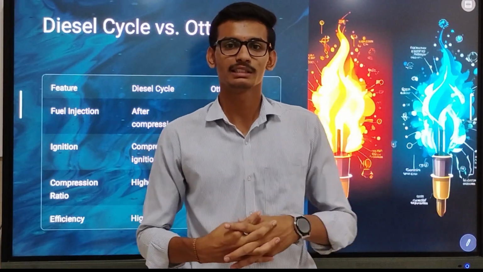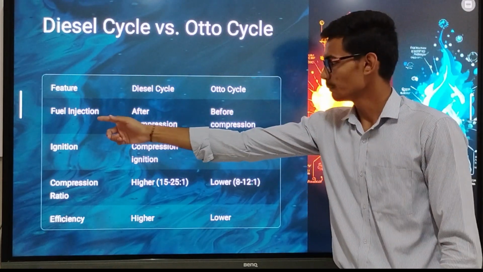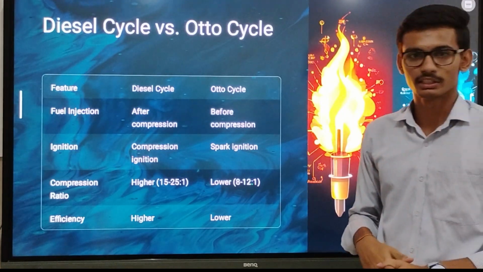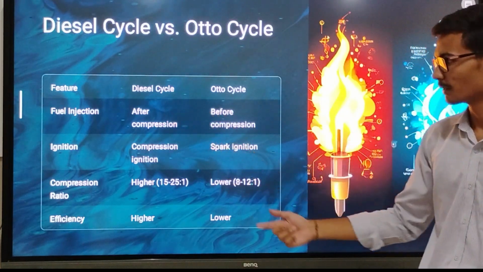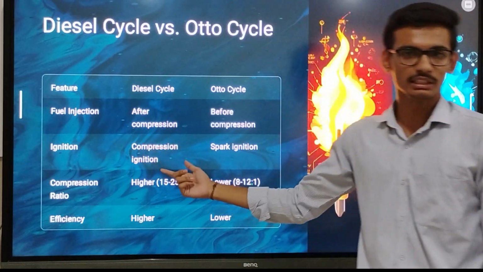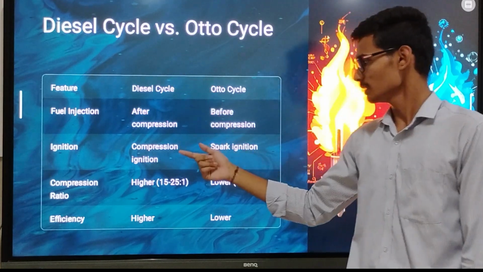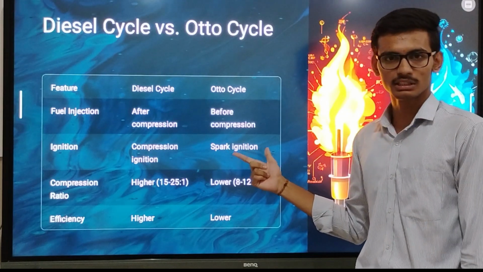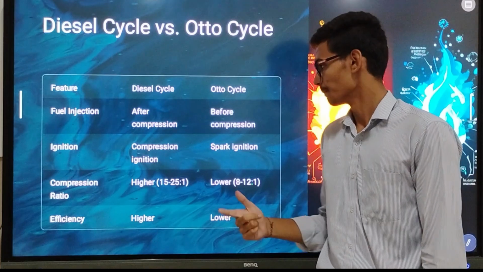Discuss the key differences between the diesel cycle and the Otto cycle. When you are talking about fuel injection, in the diesel cycle fuel is injected after compression, and in the Otto cycle the fuel injection happens before compression. When you are talking about ignition, in the diesel cycle compression ignition is there. That's why the diesel cycle is known as the self-ignition cycle. Then in the Otto cycle, spark ignition happens. The best example of the Otto cycle is the petrol engine.